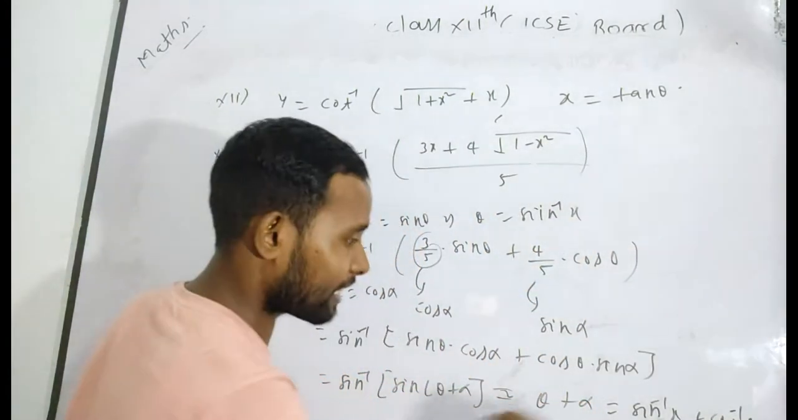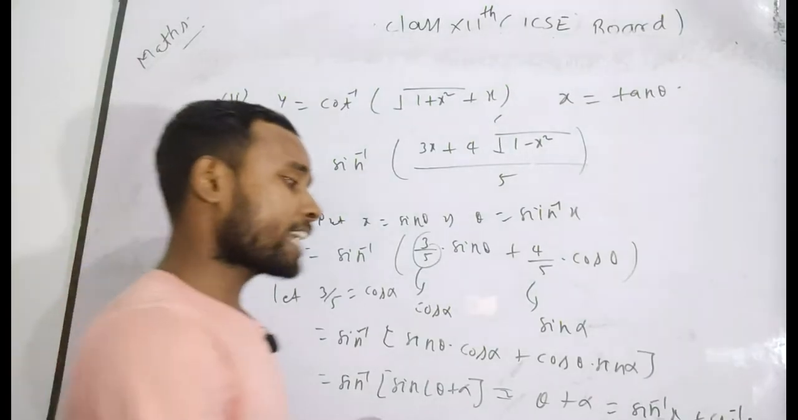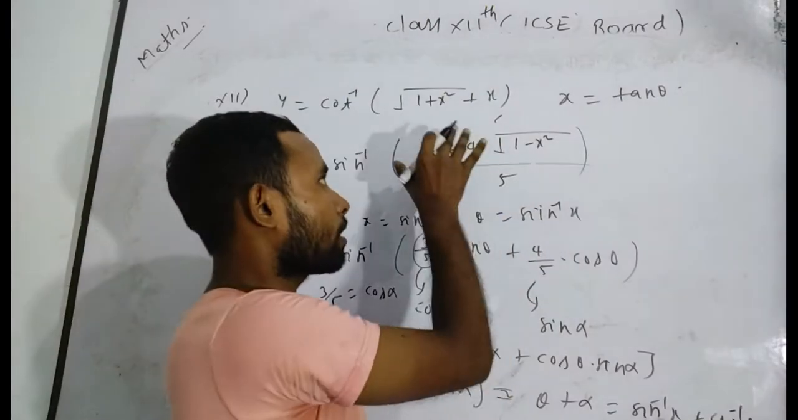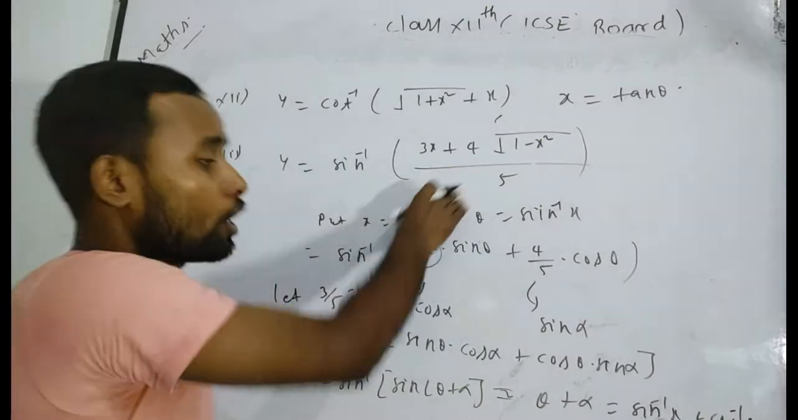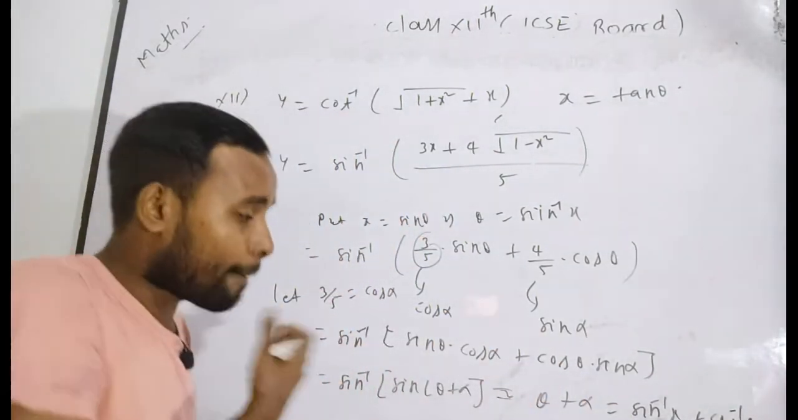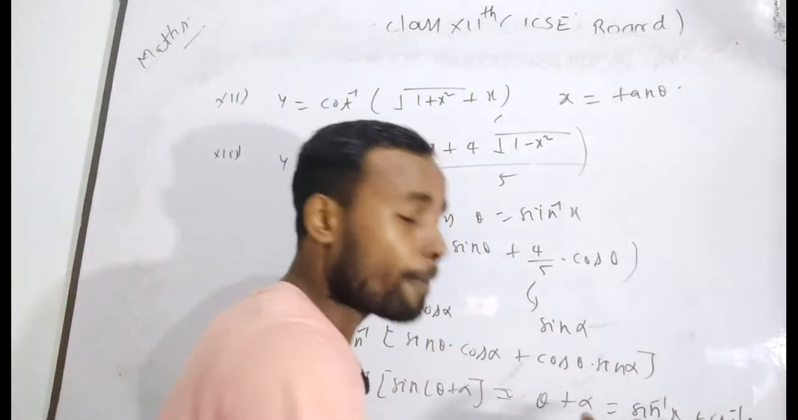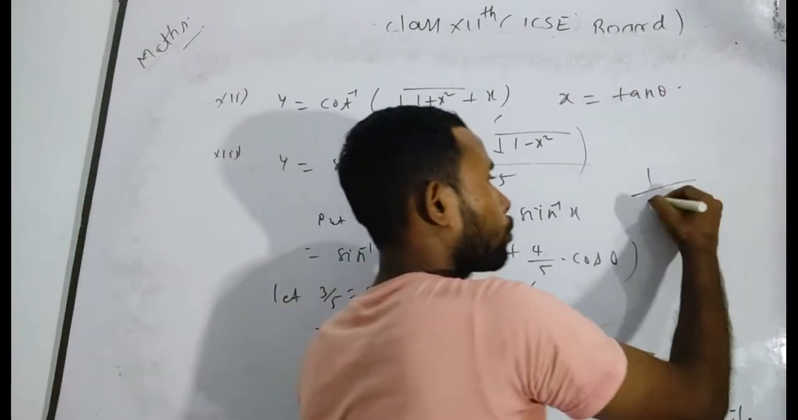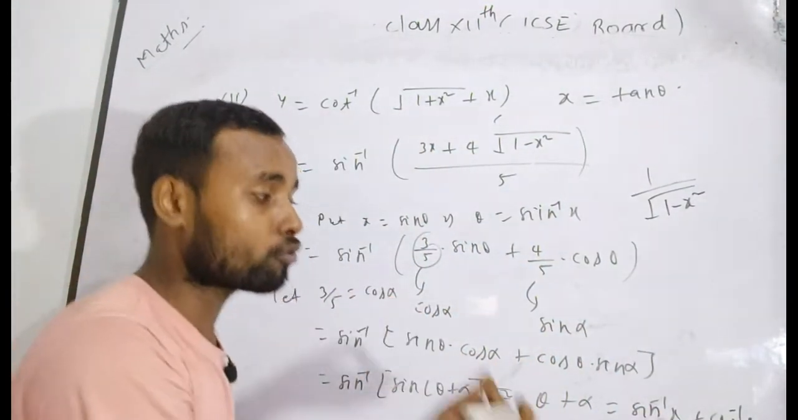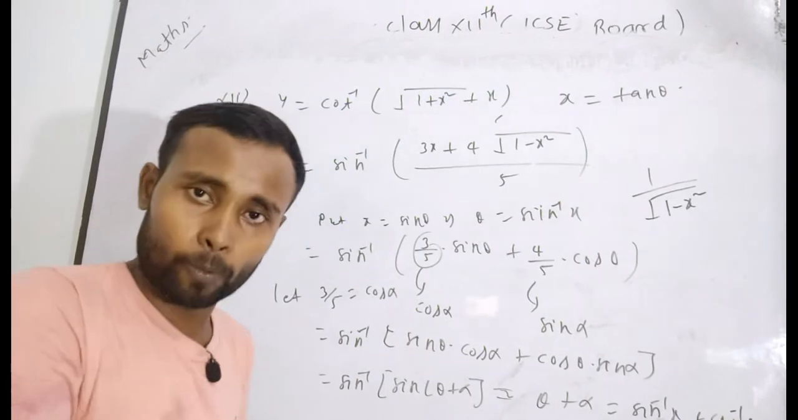After simplification of this function, you get y is equal to sin inverse x plus cos inverse 3/5. After differentiating, the derivative of sin inverse x is simply 1 upon root under 1 minus x square, while the derivative of the second term, which is a constant, will be 0.